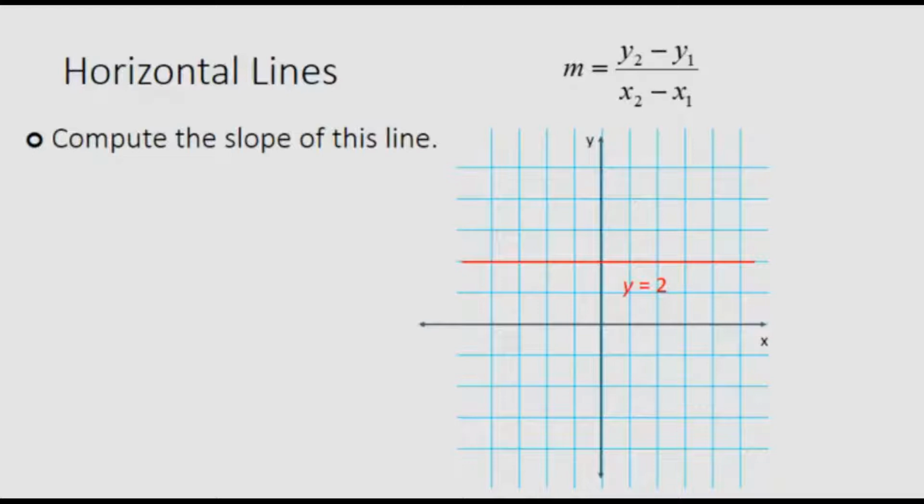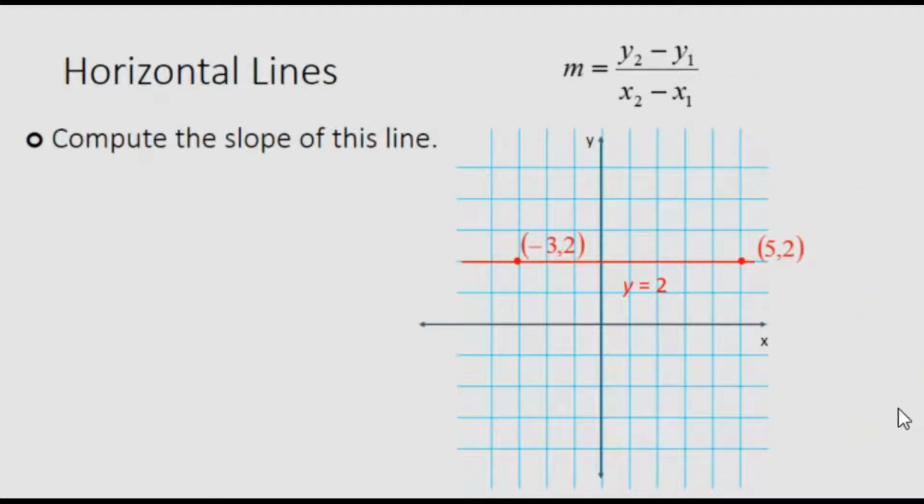What about the slope of a horizontal line? Well, let's compute it. Here we have the horizontal line y equals 2, and we're going to calculate the slope. And here's our formula for slope. M standing for slope. It's the change in the y coordinates of 2 points on the line divided by the change in the x coordinates of 2 points from the line.